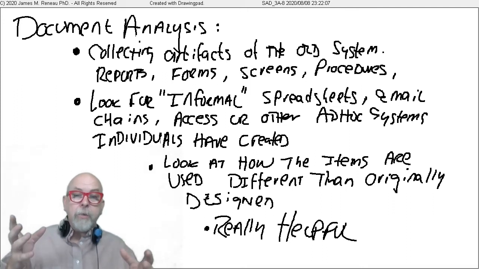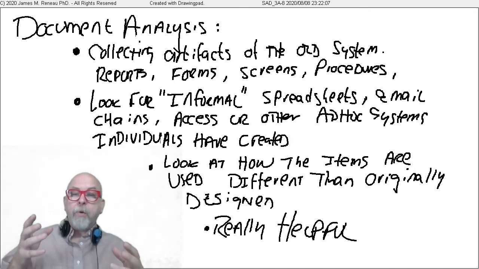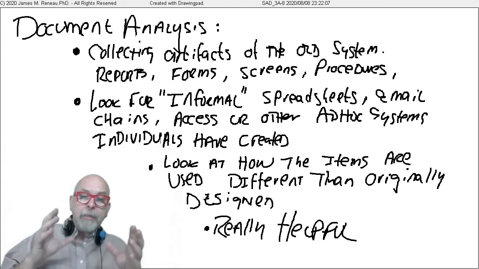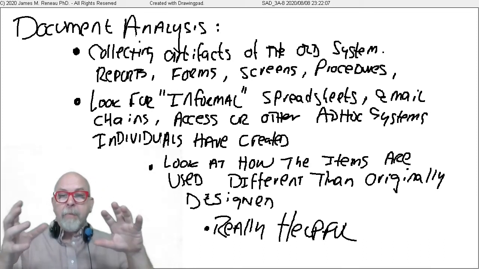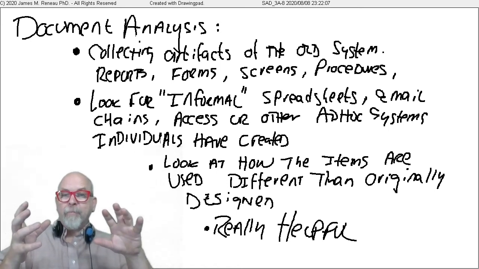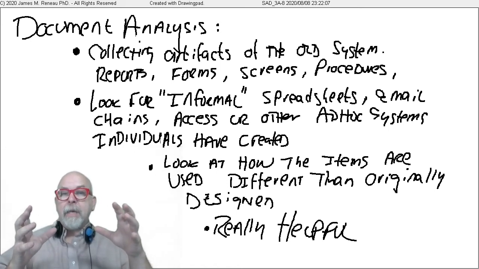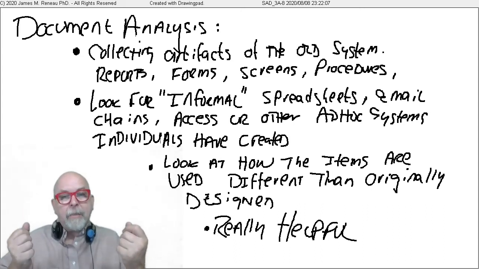Now, you're going to do this through your interview process. You're going to do this during your questionnaire process. You're going to collect these documents during your observation process. So this is just another piece of that whole being an anthropologist, being an archaeologist, being a communicator. You're going to be collecting these documents, but these things are like gold.